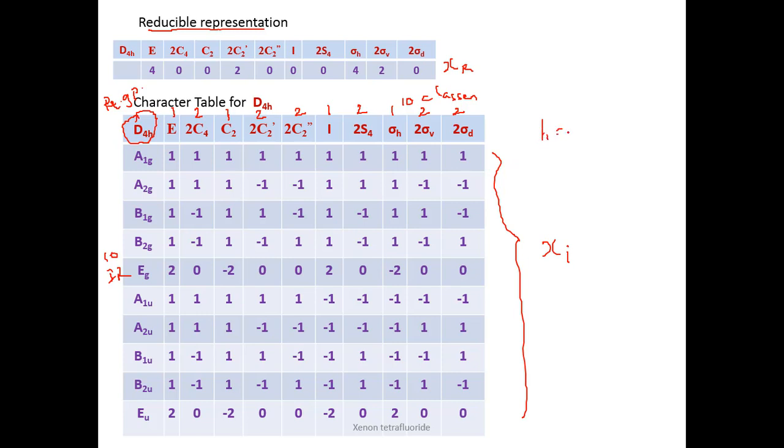H is the total number of operations, which you get by adding all the operations in all the classes. 1 plus 2 plus 1 plus 2 plus 2 plus 1 plus 2 plus 1 plus 2 plus 2, and it will come out to be 16. So the total number of operations is 16 in D4h.